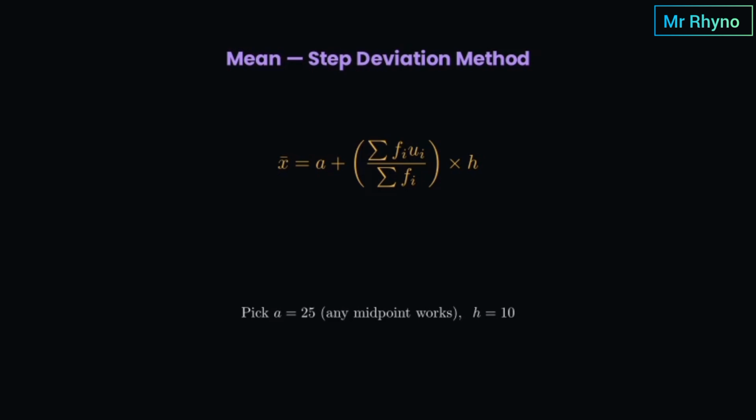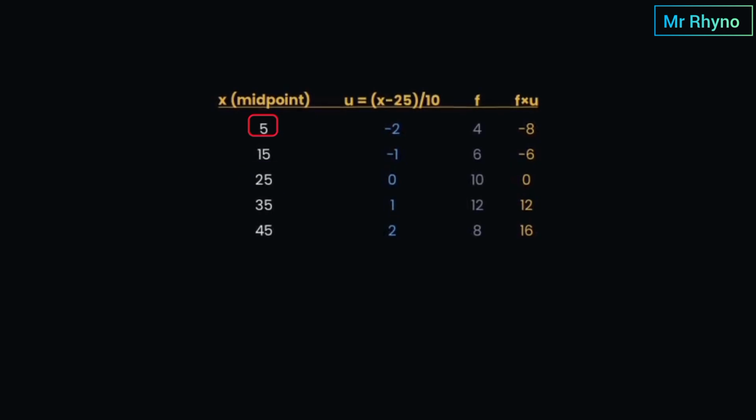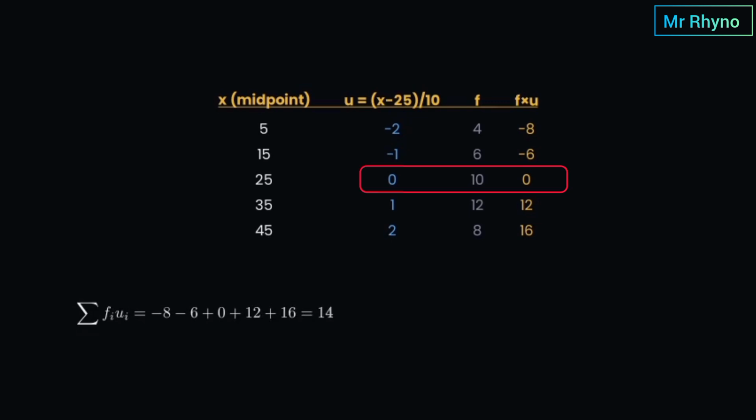For each of the midpoints, we subtract 25, then divide the result by 10 and we get the value of u. For the first value of u, it is 5 minus 25, that is negative 20. Negative 20 divided by 10 is negative 2. Then we get fu by multiplying the values in the f column and u column. For instance, negative 2 multiplied by 4 is negative 8. Negative 1 by 6 is negative 6, and so on.